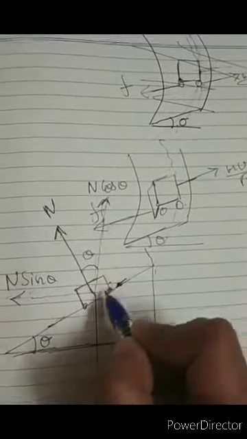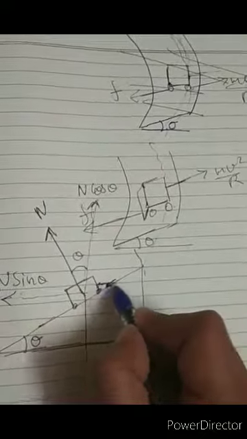Sorry, it will be like this. mv square by r will be along the center. This is our center, so this is our mv square by r. This is my friction force. Now I want the component of friction which is along mv square by r.